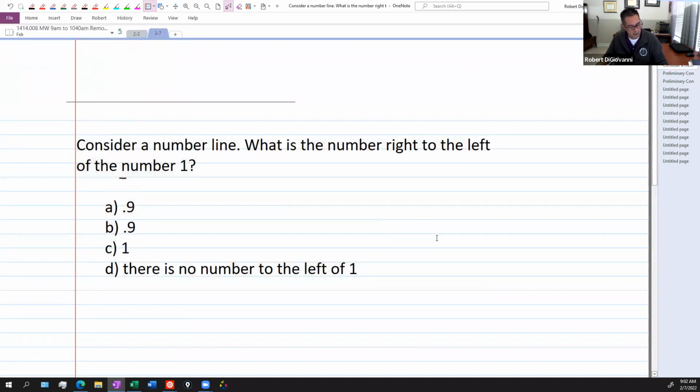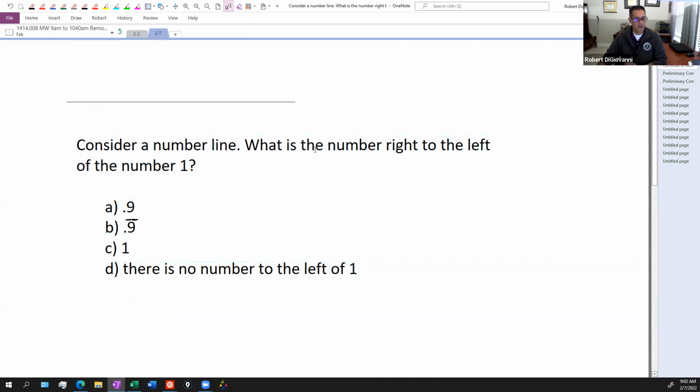I need to fix something here. Need to put a little bar over that 9 there. All right, so go ahead and read this. Consider a number line. I'm asking you, what is the number that is right to the left of the number 1 on the number line? I'm going to launch a poll and let's just see.